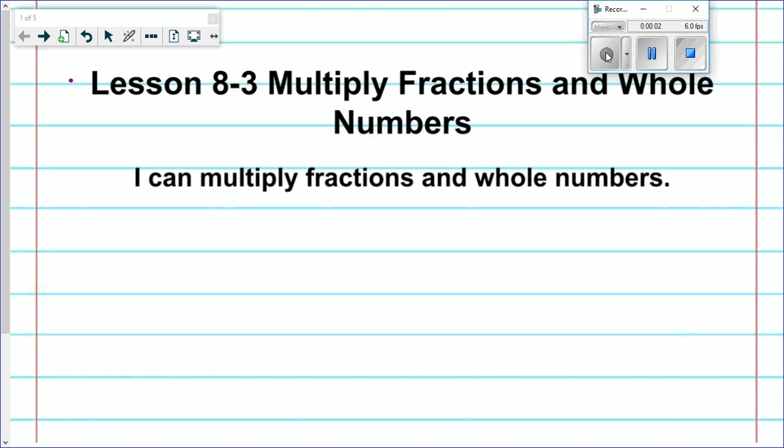Welcome to lesson 8-3, multiply fractions and whole numbers. Our I can statement says I can multiply fractions and whole numbers. Please take a moment and write down your lesson title and I can statement.